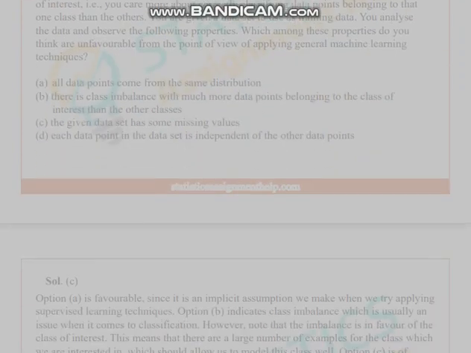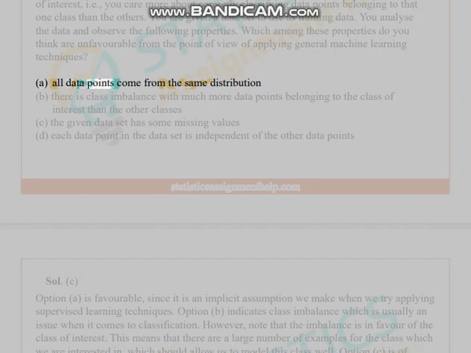4. You are faced with a 5-class classification problem, with one class being the class of interest, i.e., you care more about correctly classifying data points belonging to that one class than the others. You are given a data set to use as training data. You analyze the data and observe the following properties. Which among these properties do you think are unfavorable from the point of view of applying general machine learning techniques?